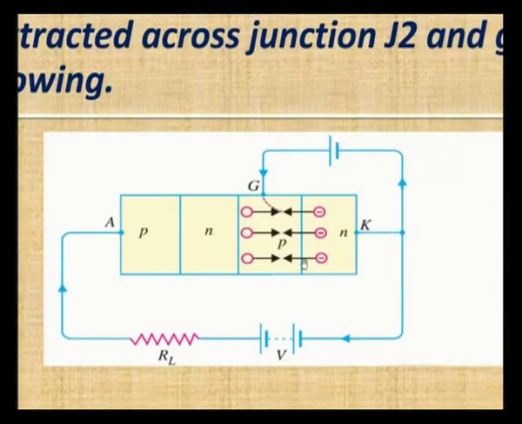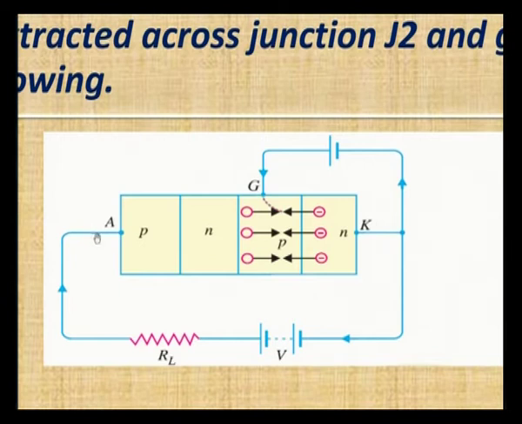Junction J3 becomes forward biased when we apply a positive voltage across gate. The electrons from the N type region will move to the P type region and the holes from the P type region will move to the N type region. So, the electrons cross the J3 junction and are attracted towards the N type material. So, they cross the J2 junction also, consequently the current in the anode increases.